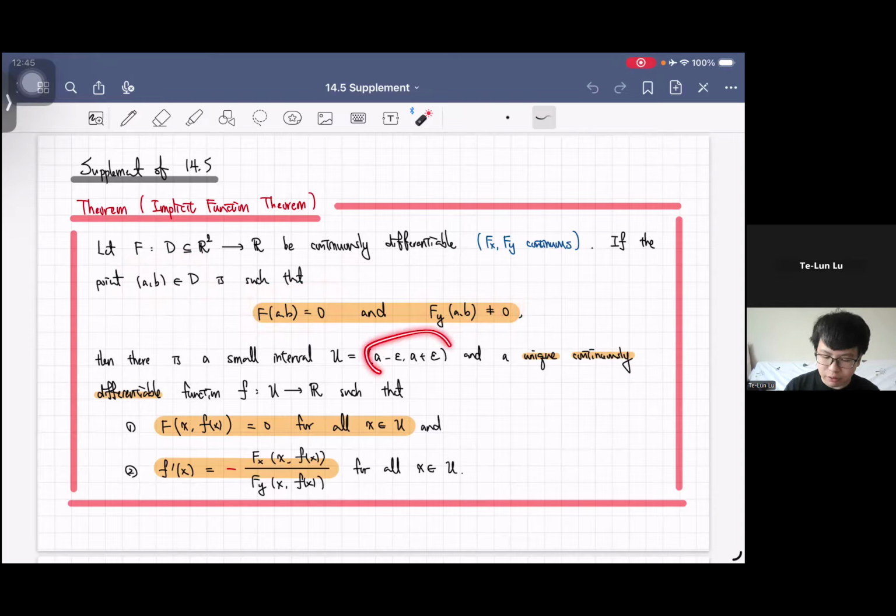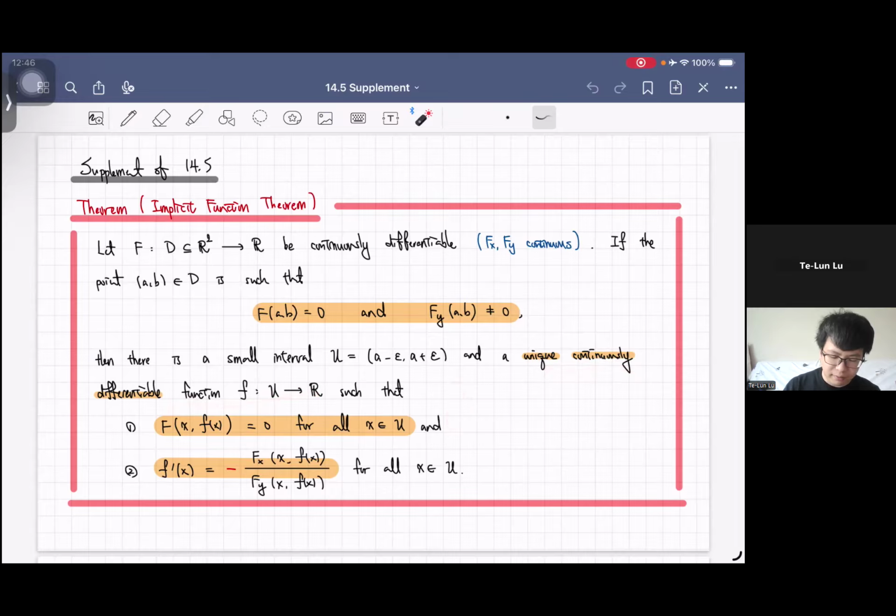Then there is a small interval around the x-coordinate a. In this case, I write (a minus epsilon, a plus epsilon), basically just a small interval around a, on which you have a uniquely determined continuously differentiable function. Again, continuously differentiable in this setting simply means that f prime is continuous. Little f here is a single variable function, okay? So the claim is that there is such a function so that the following is justified.